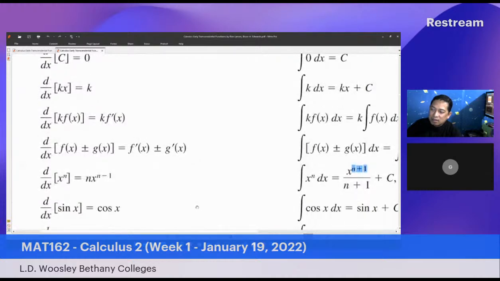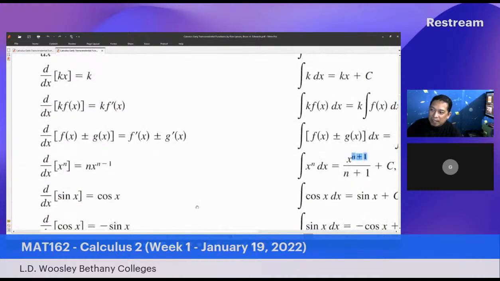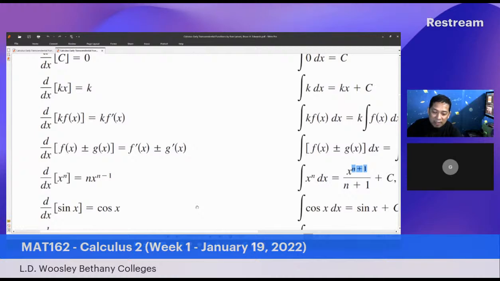Okay, another. Of course, we will apply this to trigonometric functions as well. So I hope and pray that you still remember your trigonometric functions. Mahalaga yan. So mamaya mag-upload ako ng mga formulas for your consideration, mga formulas for review na rin.